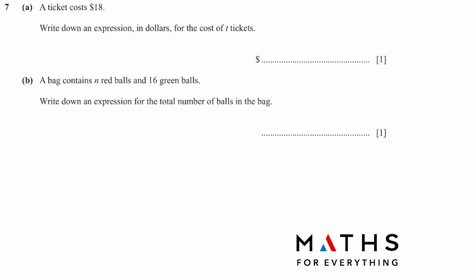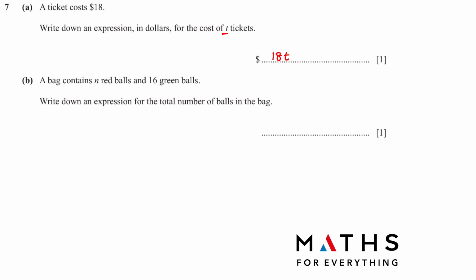Question number 7a. A ticket costs $18. Write down an expression in dollars for the cost of T tickets. This here, one ticket is for 18. So if it is more than 1, we will multiply. If it was 3, we will do 18 times 3. Here, we want to find T tickets. So we will write 18 times T, which is 18T.